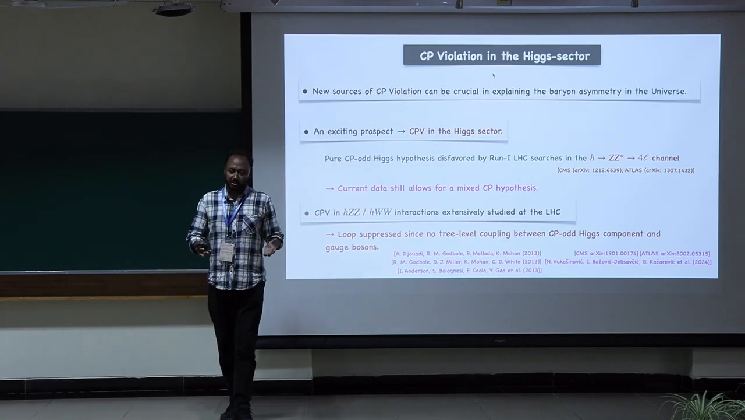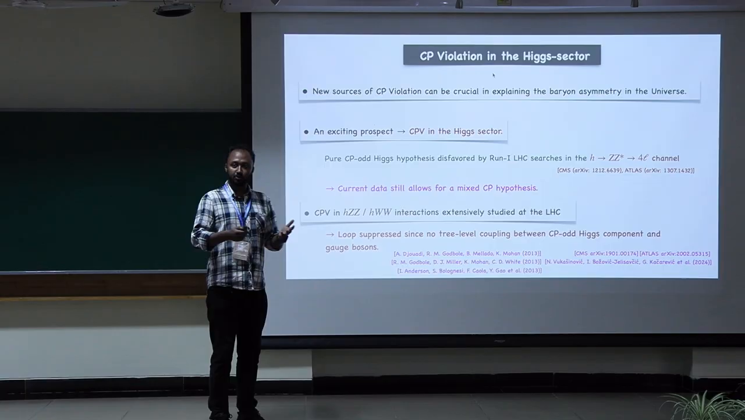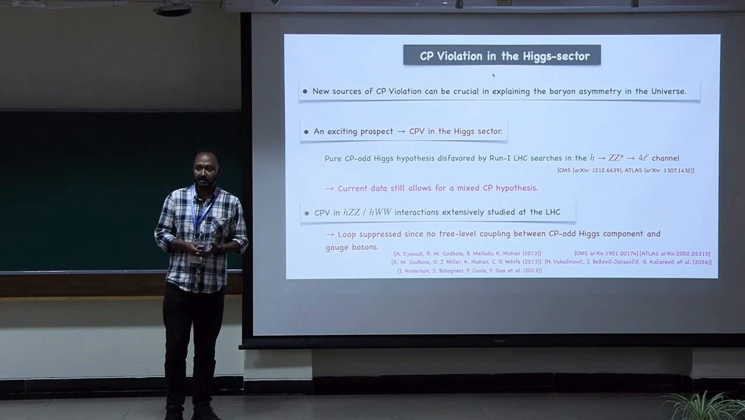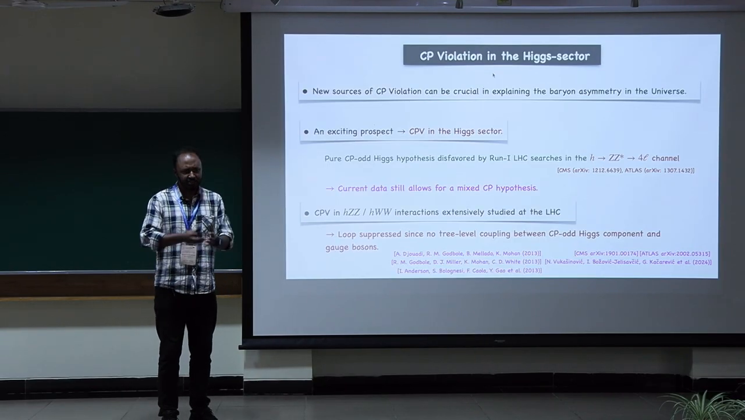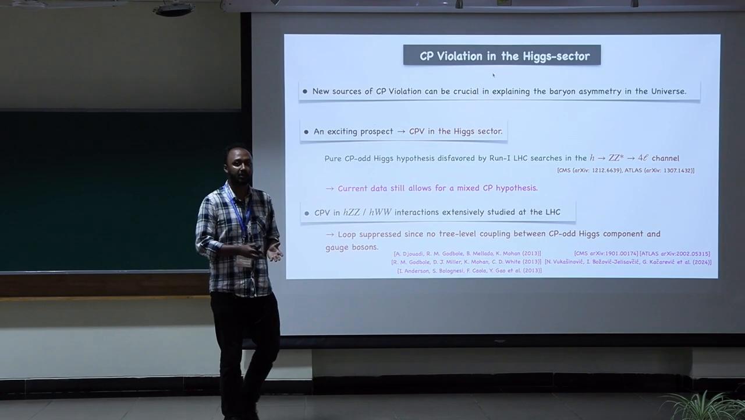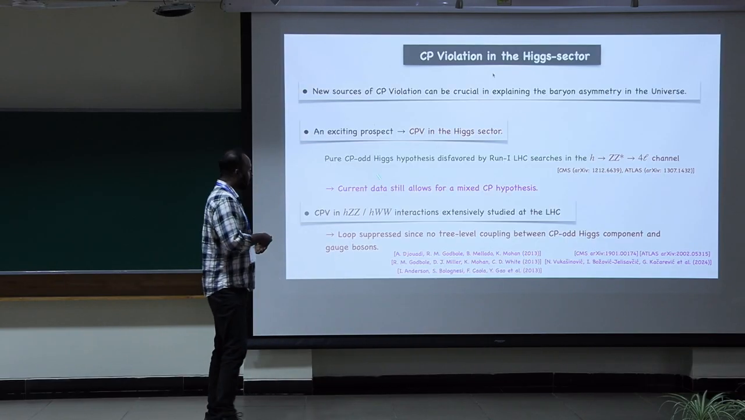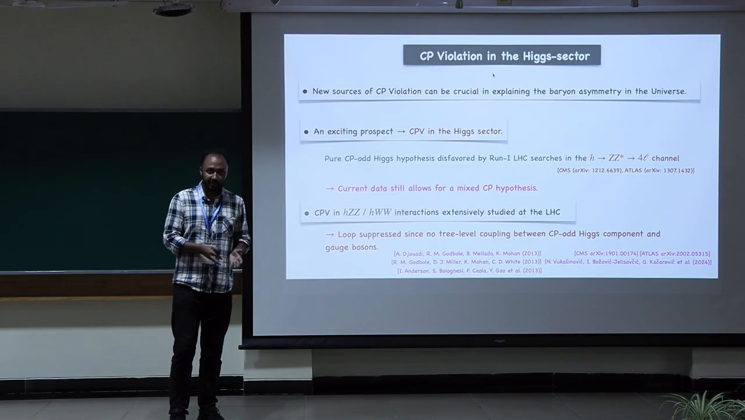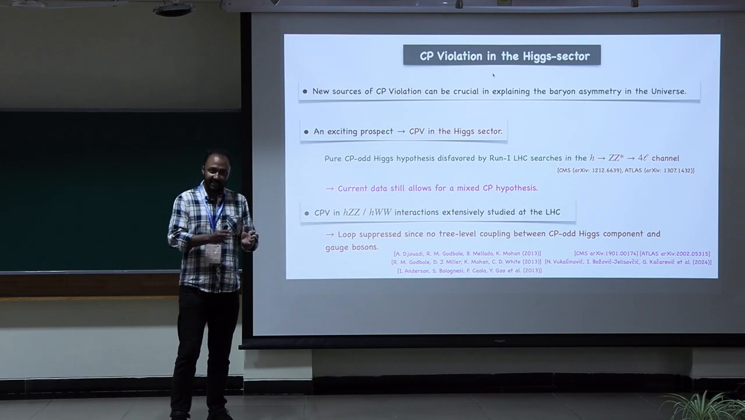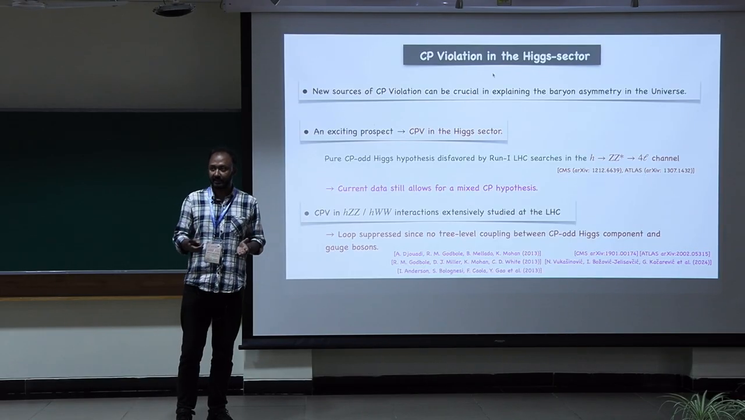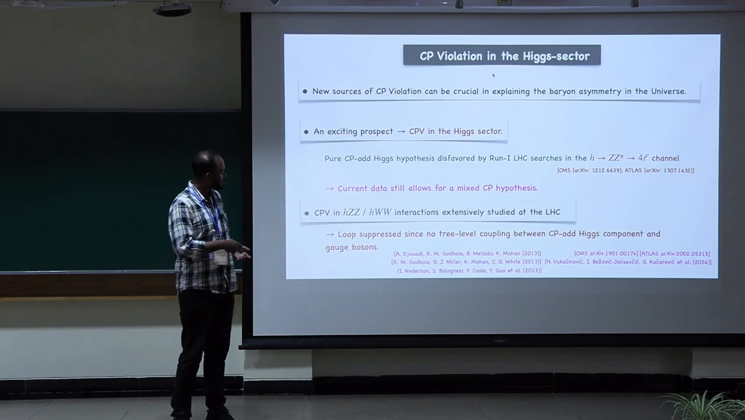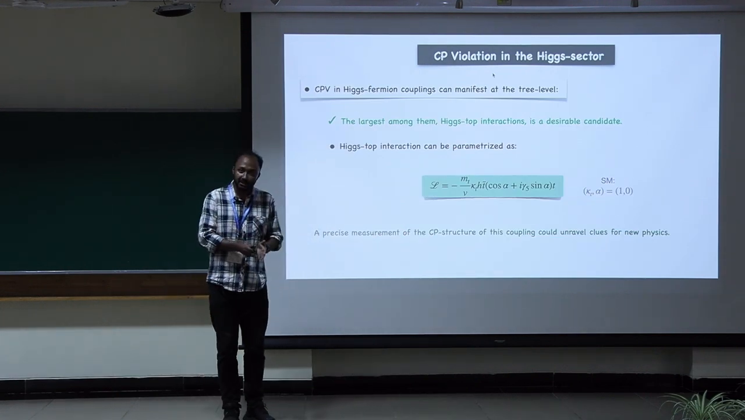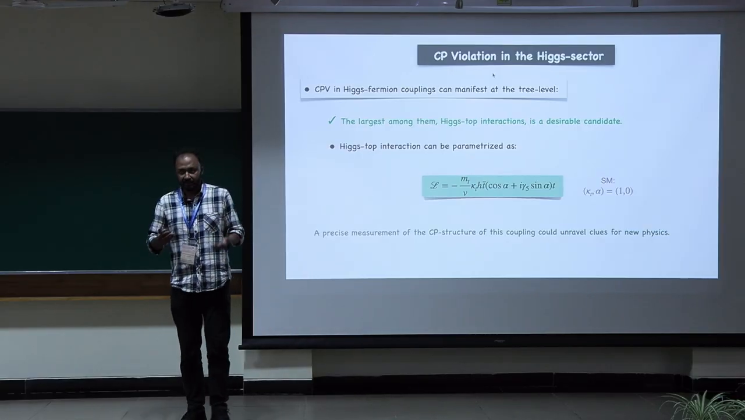So new sources of CP violating interactions can be crucial to explain the matter-antimatter asymmetry in the universe. And one such exciting prospect is CP violation in the Higgs sector, which can be realized through a mixing between CP even and CP odd states. Now, the pure CP odd hypothesis has been excluded at the LHC, but the mixed hypothesis is still allowed by the current data. Now, CP violation in Higgs gauge boson interactions has been extensively tested at the LHC, but these interactions can be loop suppressed. On the other hand, CP violation in Higgs fermion couplings can manifest directly at the tree level, making them more natural or more sensitive probes.